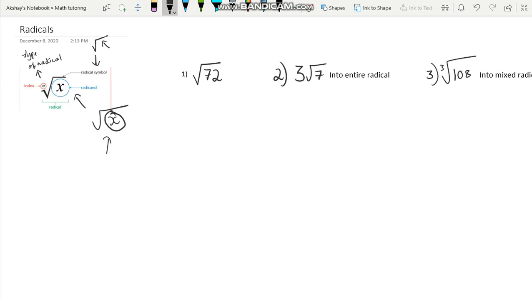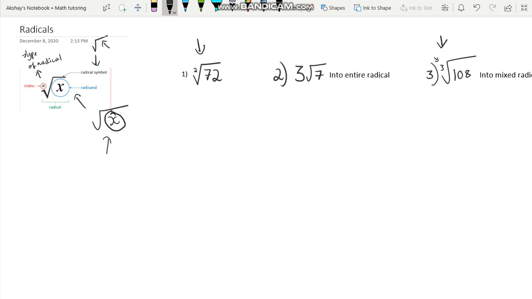So this is sort of what a radical looks like. Square root of 72. Here the index is 2, and usually we don't write the index. When we don't write our index, we assume that our index is 2. And in this example here, number 3, we have written our index is 3 because it's different from the index of 2, so we have to represent it with the number 3.